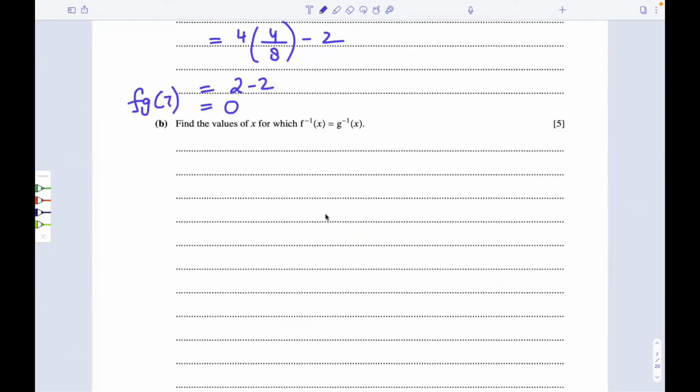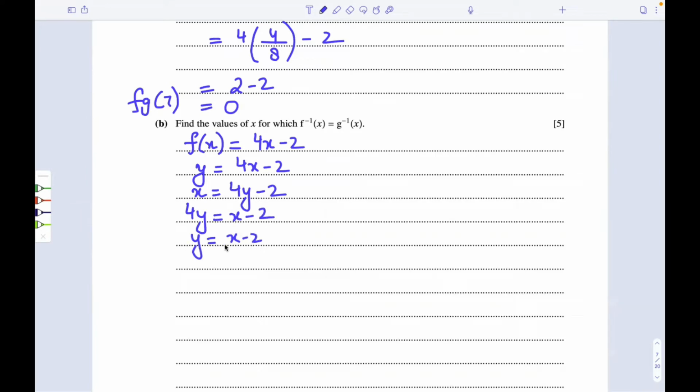The step to find the inverse is, first of all, we write the function f, which is 4x minus 2. We replace f of x with y, and as we are finding the inverse, we switch the y value with x and the x value with y. Finally, by making y our subject, we get the inverse of the function. So f inverse of x is equal to x minus 2 upon 4. For g inverse of x, we'll follow the same steps. So g inverse of x is 4 upon x plus 1.